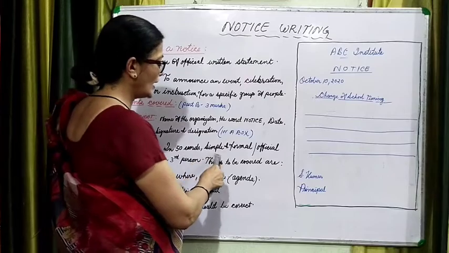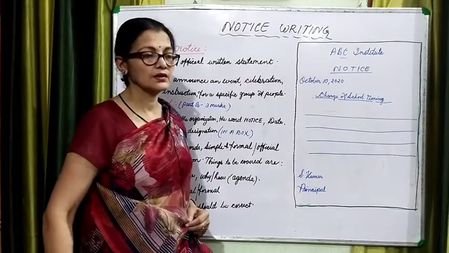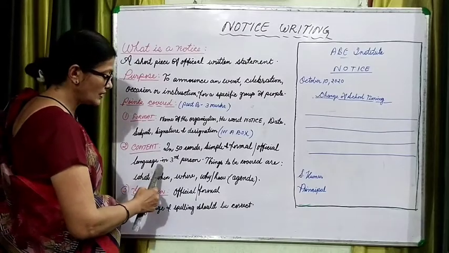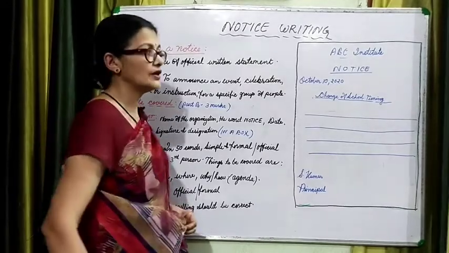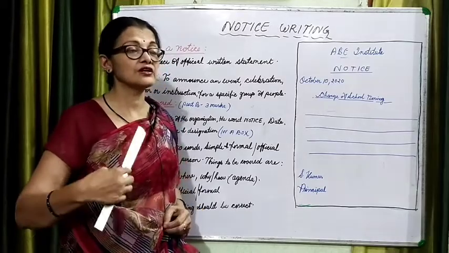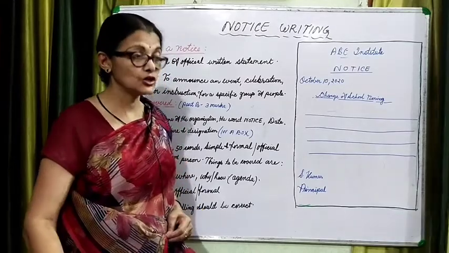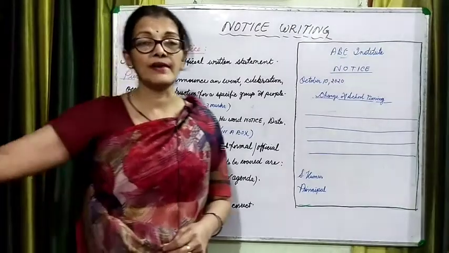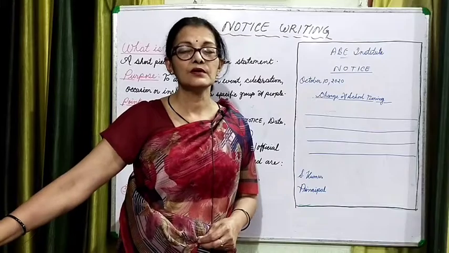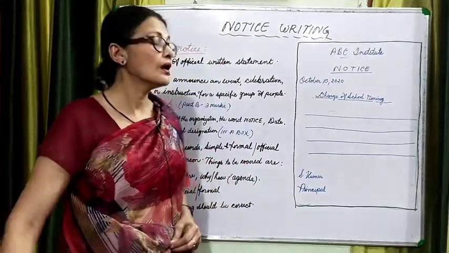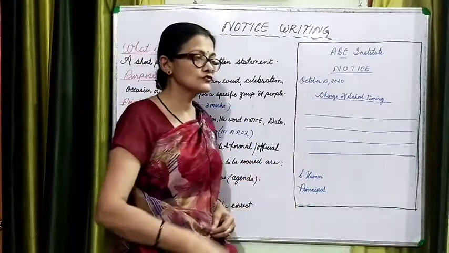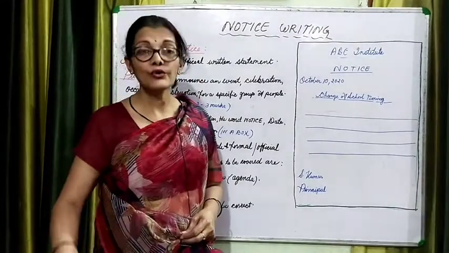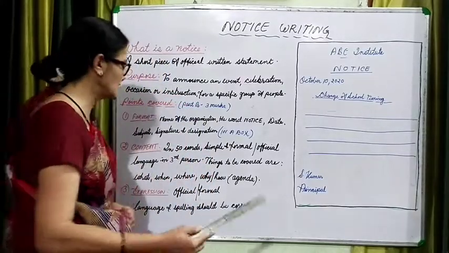So, it should be simple and it should be written in third person. We cannot write I and you, because this is meant for a mass, a group of people. So there is no I, there is no you, and this is official. So we, the school, the authority, we can address like that.